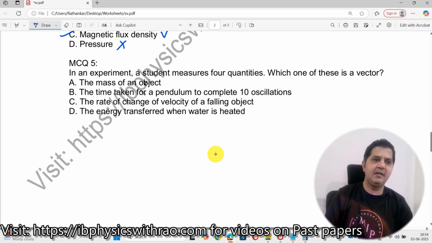In an experiment, a student measures four quantities. Which of these is a vector? The mass of an object. Okay, look at the mass. Mass is a scalar, right?